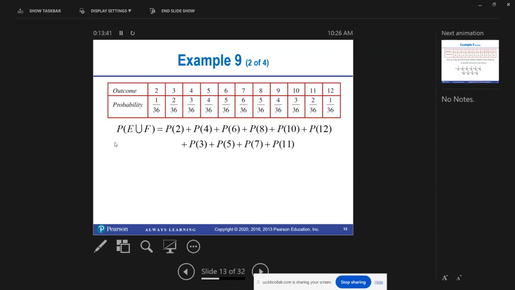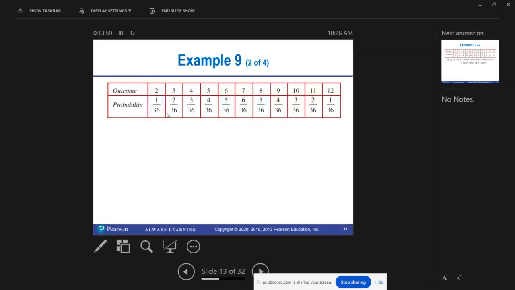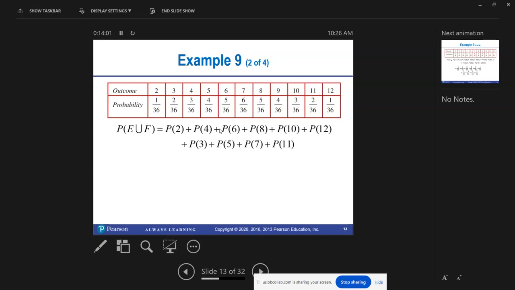So when we're looking at the probability of the sum being even or odd, what I'm going to do is take the probability of each of those that we have listed here. So the probability of 2 plus the probability of 4 plus the probability of 6 plus the probability of 8 plus the probability of 10 plus the probability of 12. Those are even sums. Then I'm going to add in all the odd sums, probability of 3, 5, 7, and 11.